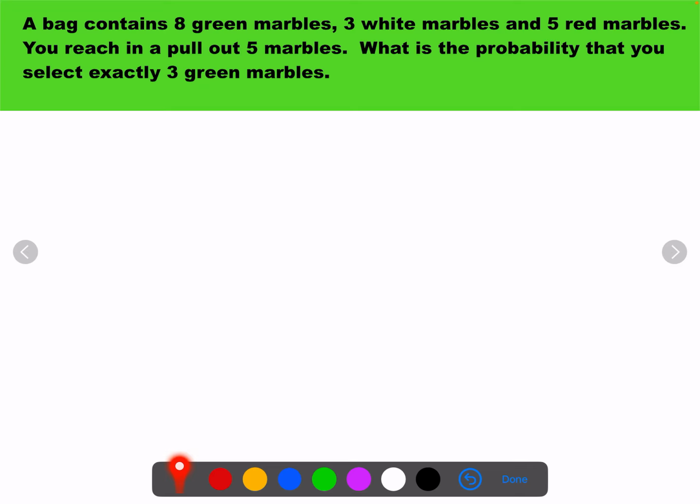All right, so the big idea behind probability again is the number of ways of getting what I want, the number of ways of getting the criteria, in this case 3 green marbles, over the number of ways that I can pull out any 5 marbles, ignoring color. Okay, so I start by saying what's the probability of getting exactly 3 green.